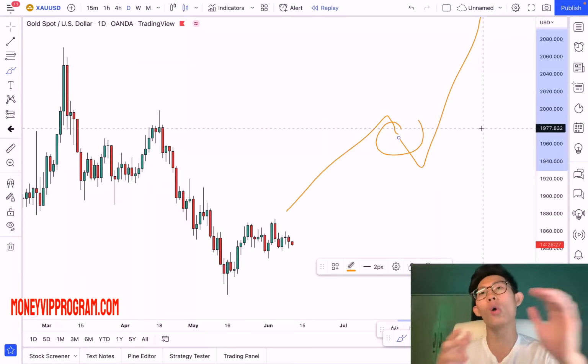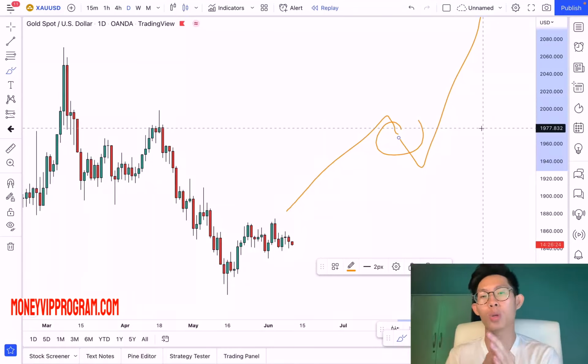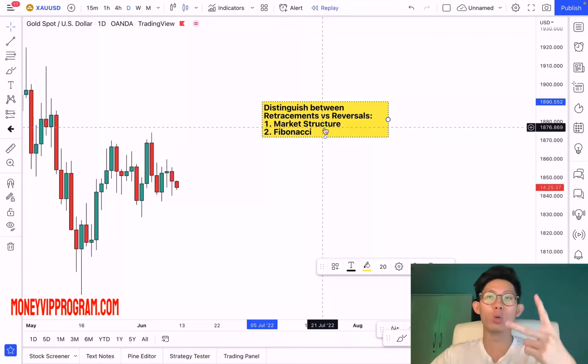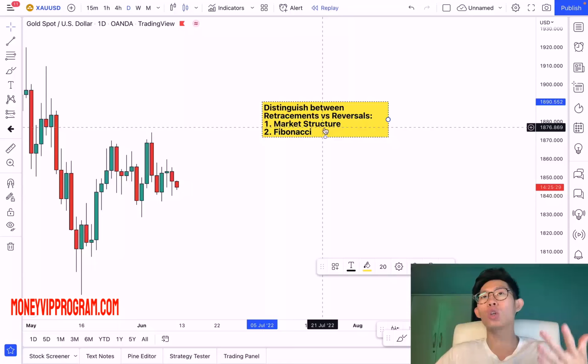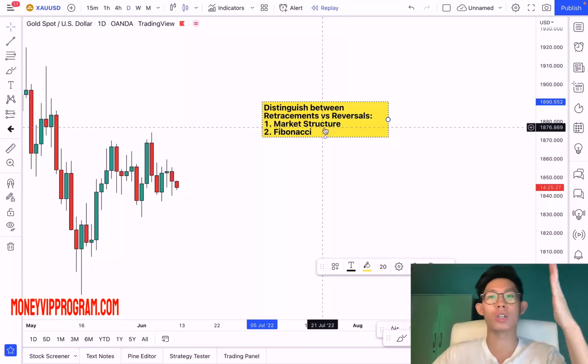So you do not want that to happen to you. In this video, we are going to discuss how to distinguish between retracements and reversals. These are the two ways that you can use to distinguish between a retracement and a reversal. Firstly is market structure and secondly is Fibonacci. So let's dive into market structure first.